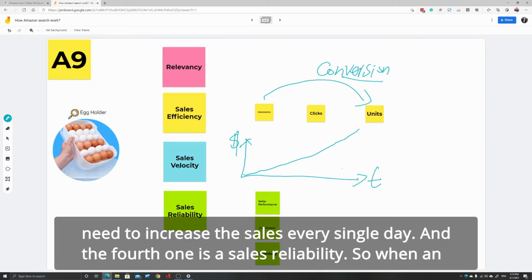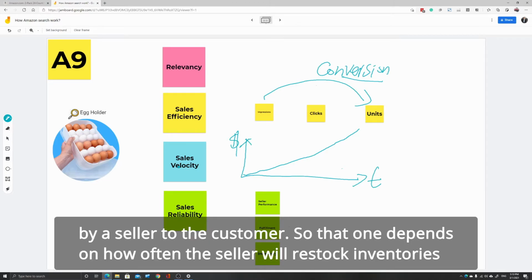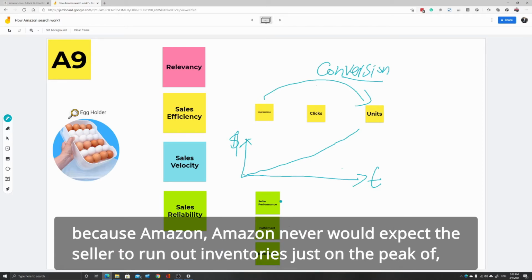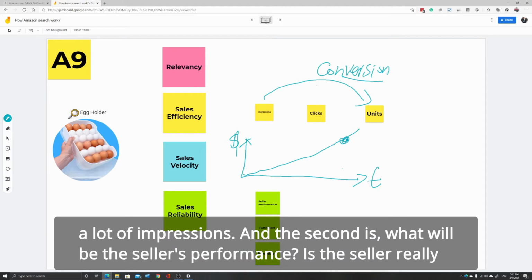And the fourth one is sales reliability. When an order is generated, Amazon looks at how reliably that order will eventually be fulfilled by the seller to the customer. That will depend on how often the seller restocks the inventory, because Amazon would never expect the seller to run out of inventory right on the peak, for example, right on the peak here. That would waste a lot of sales and also a lot of impressions.